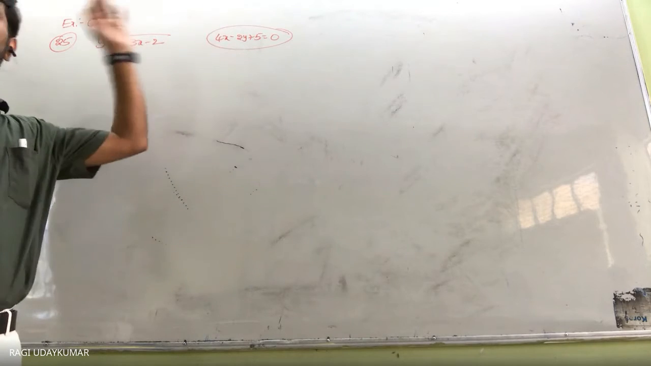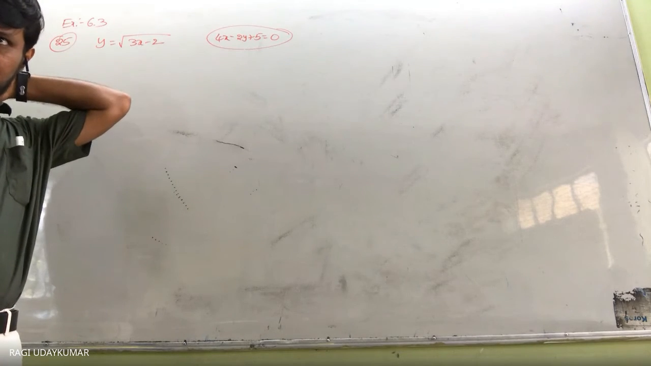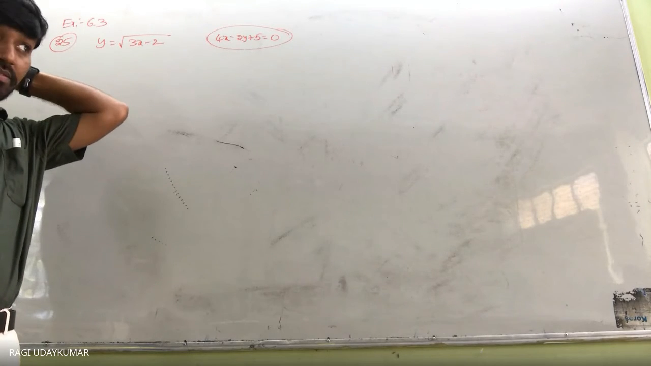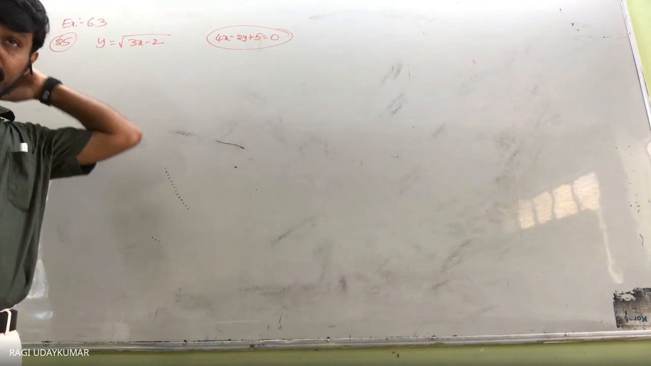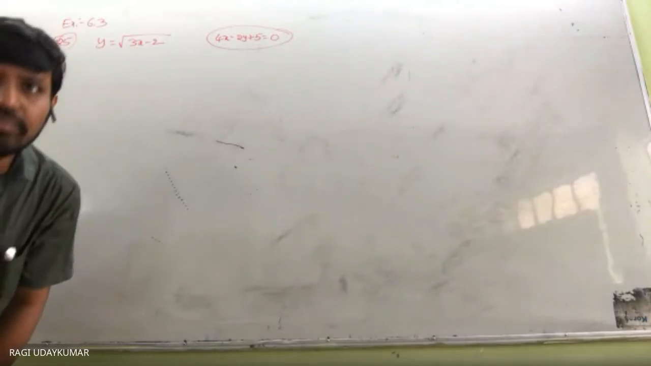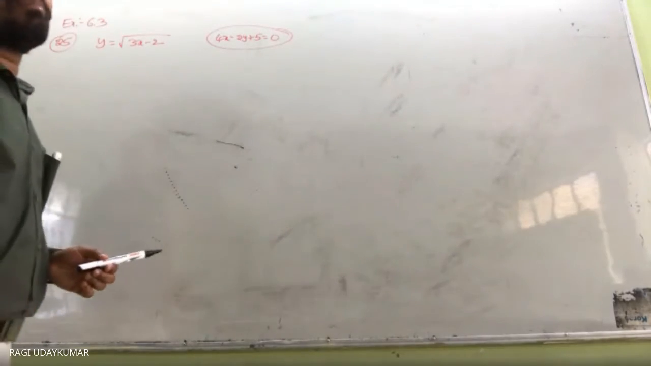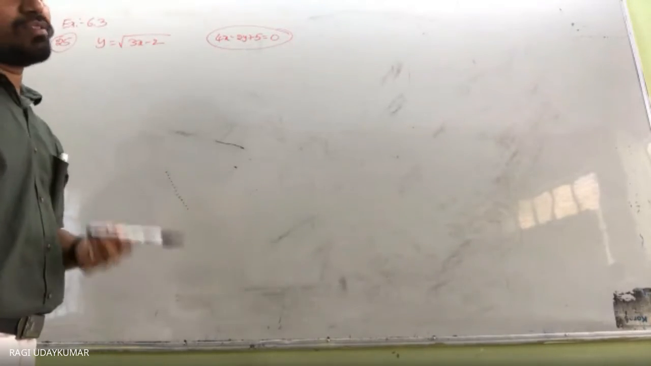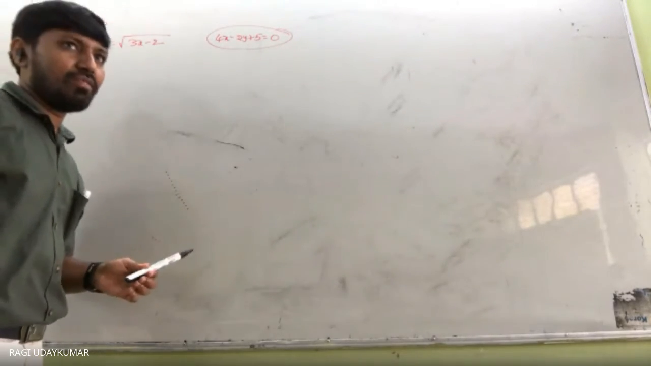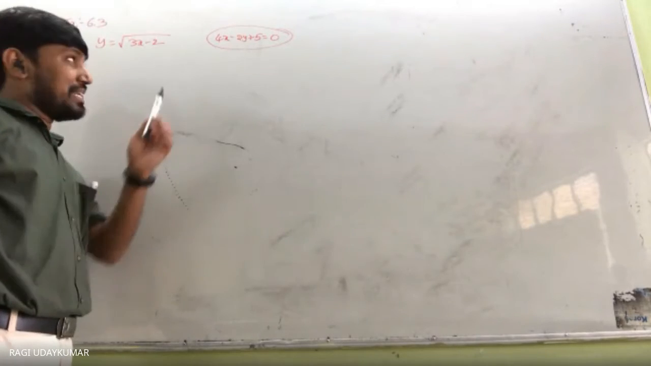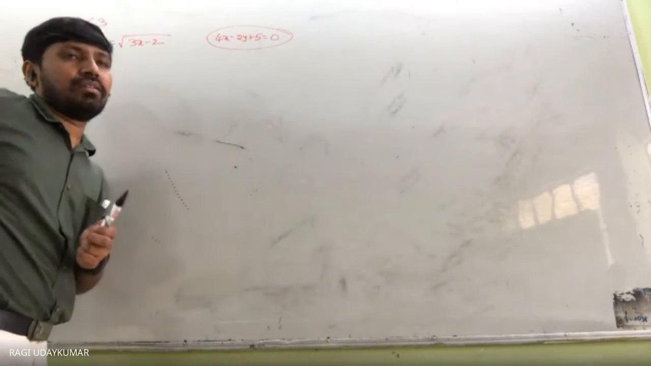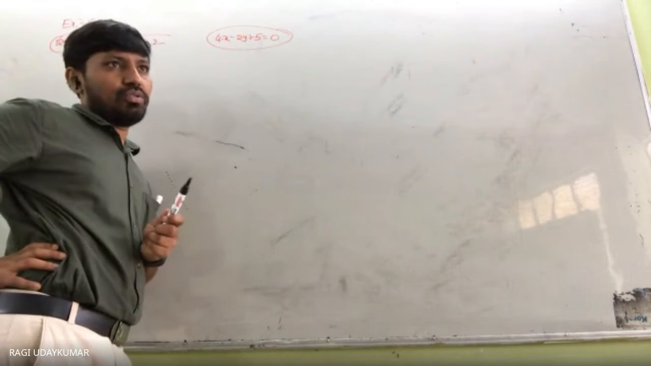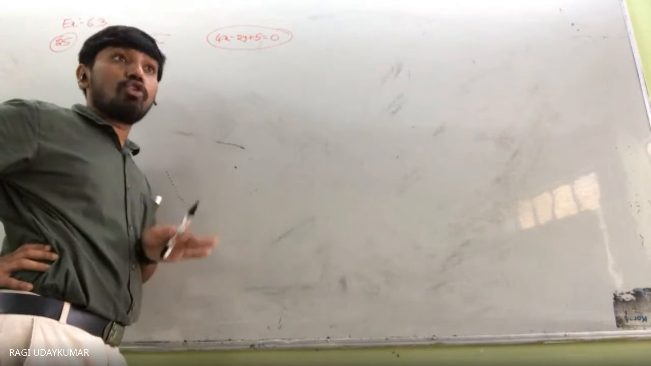What is the slope of this line? For ax plus by plus c equal to 0, the slope of that line is equal to minus a by b. Minus a by b means what do you get? Minus 4 by minus 2 is nothing but 2. 2 is the slope of the tangent.